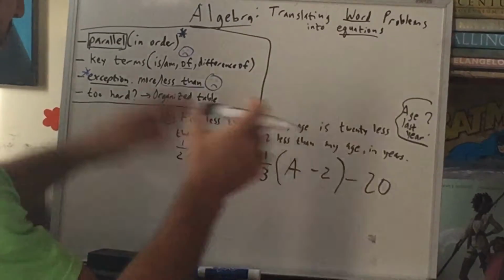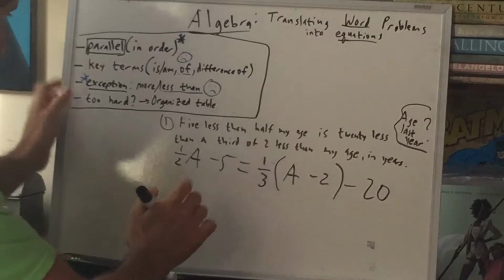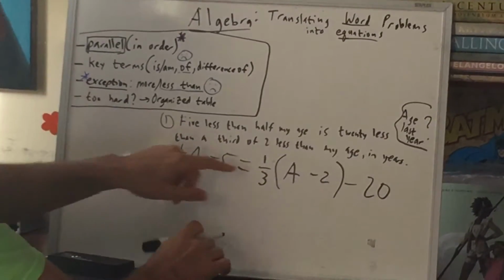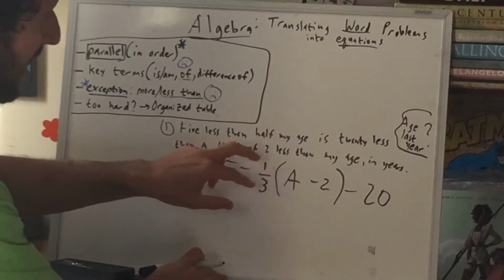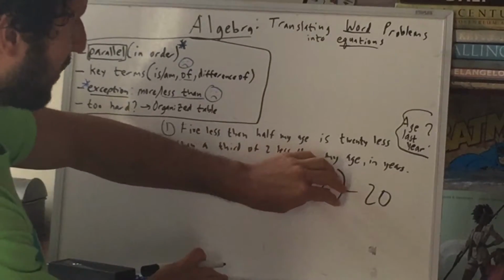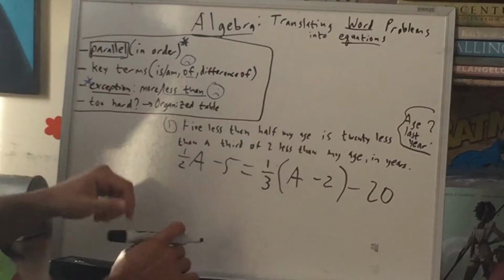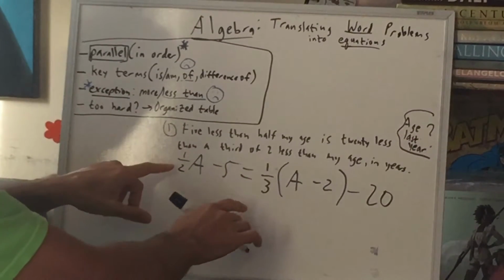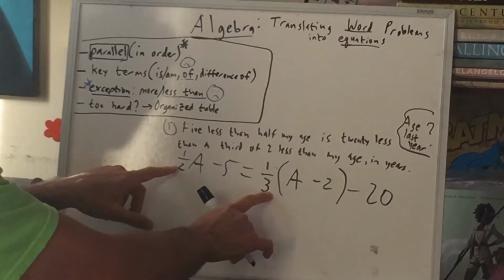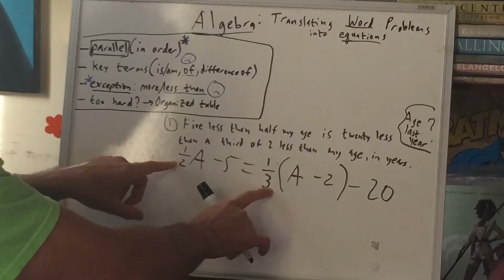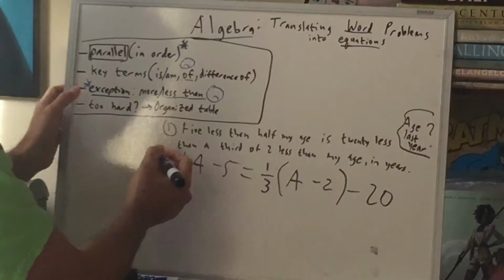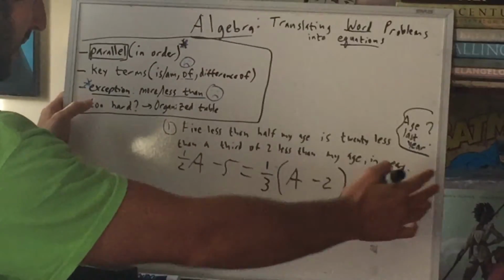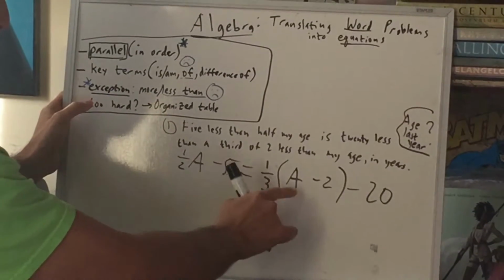So let's just solve this just to see how this would run. We can solve this a number of ways. We can multiply the 1/3 by the A, and then the 1/3 by the -2, and group terms. I'm going to solve it in a slightly different way because I don't like fractions. So we're going to get rid of the 2 and the 3. How are we going to do that? The least common multiple of 2 and 3 is 6. So we're going to multiply everything by 6. That's going to wipe out all the fractions.